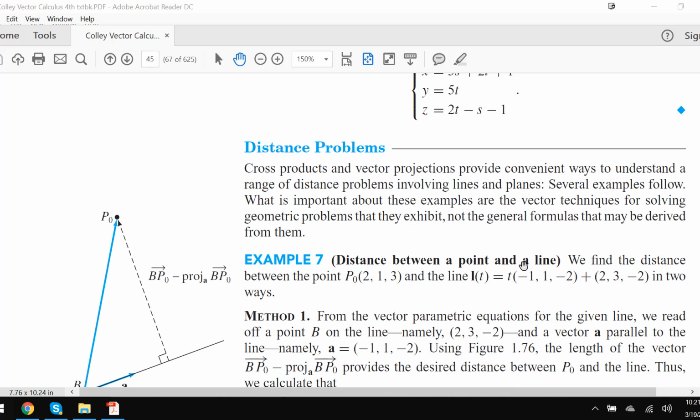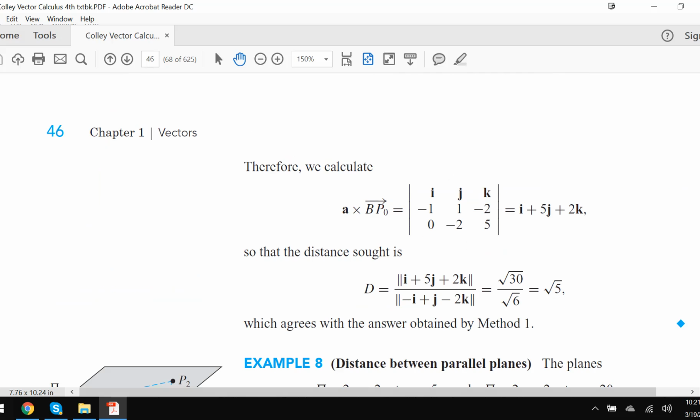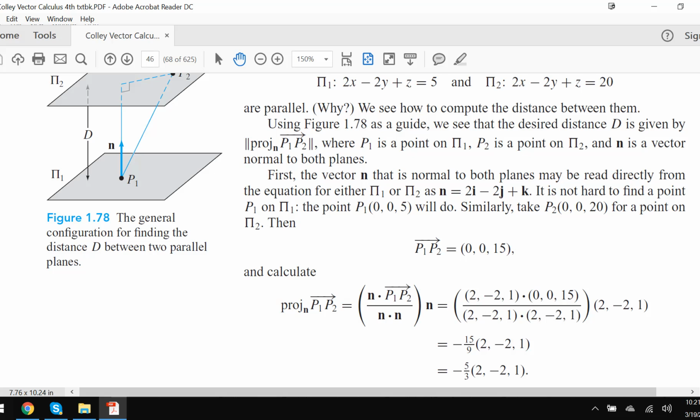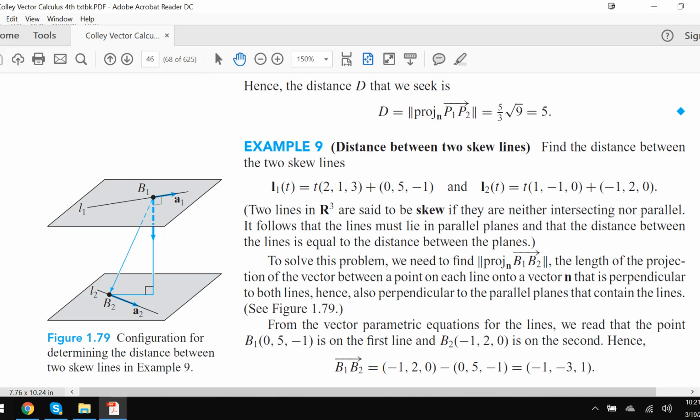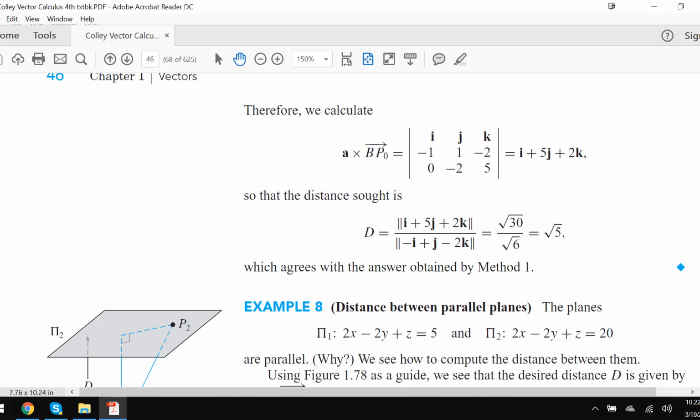Okay, the distance between a point and a line. We'll do this one, but we will skip distance between parallel planes, so I'll let you look at that yourself. And we will skip distance between two skew lines. Skew lines are lines that don't intersect and they're not parallel. I'll let you go through this one yourself. But let's go through this one together.